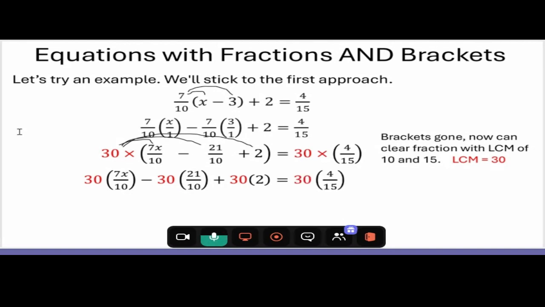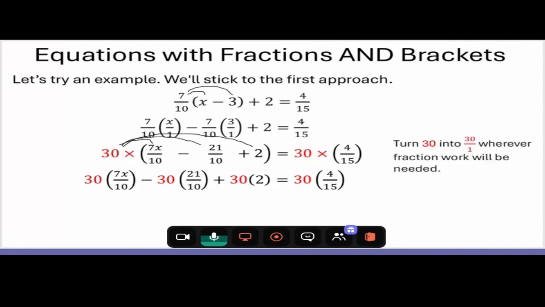If we chose that 30 properly, once we've done a little bit of canceling here, we should have no fractions left. So let's try it out. Anywhere where there's going to be fraction work, the 30 needs to become a 30 over 1. So that first term, it's going to have to become 30 over 1, and this term and the last term, but this one right here is just 30 times 2.